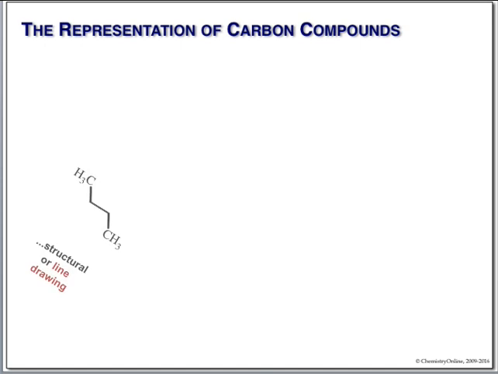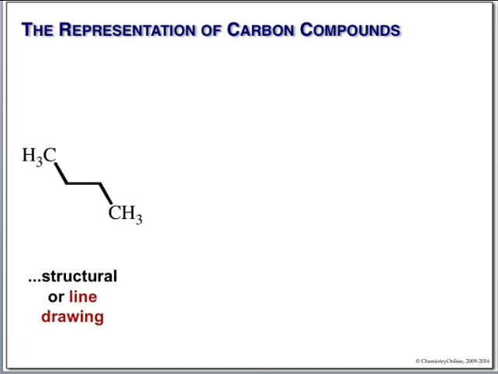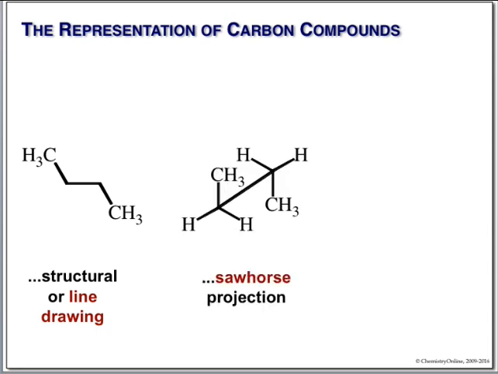Now there are a couple other ways that we represent. This is a bit of a line drawing. This is pretty much one-dimensional. A lot of organic chemistry depends upon geometry. We're very concerned with the geometry of our compounds. So sometimes it's useful to be able to see this more in a 3D perspective. So, if you took this guy and you turned it so that this carbon came closer to you and this one went away, you would get what we call a sawhorse projection.